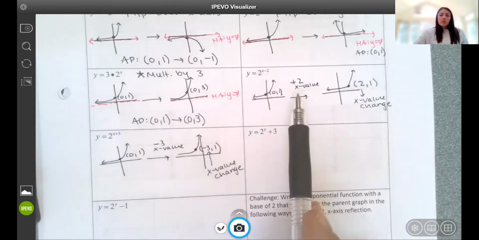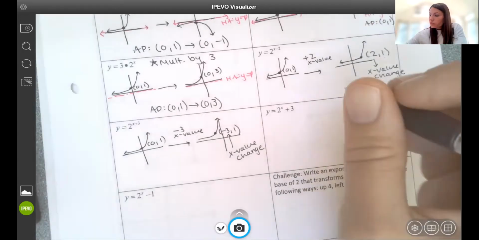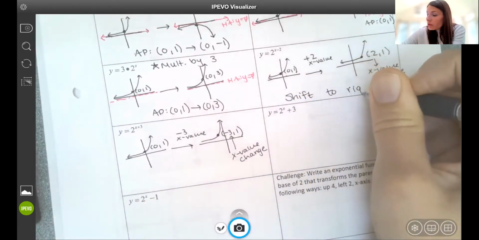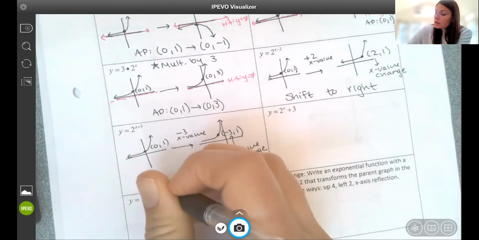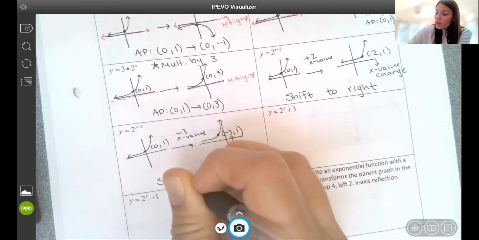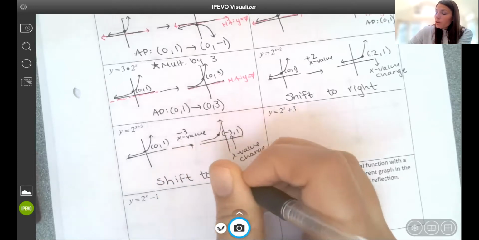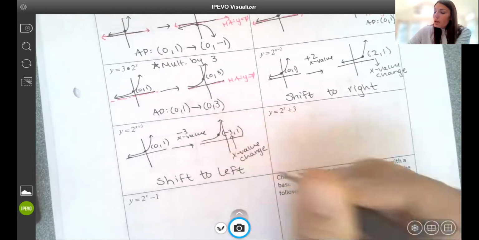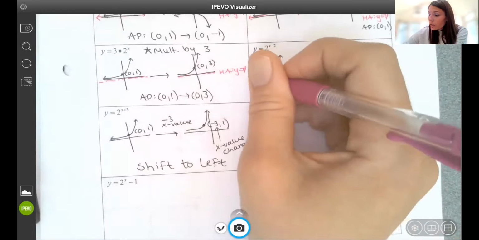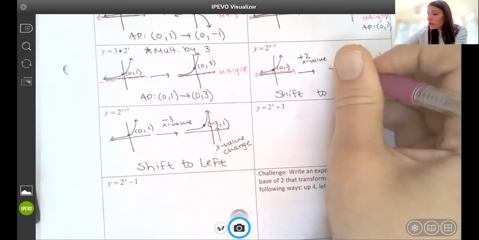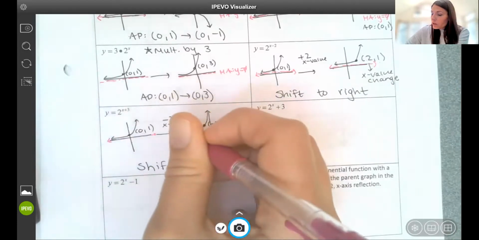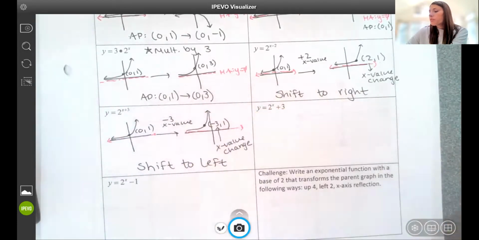Subtracting a value from my exponent shifts it to the right. Shift to the right, and adding 3 or adding any number to my exponent will shift my function to the left. Now, did the horizontal asymptote change at all for this? No, it's still approaching 0. Okay, no change to that horizontal asymptote. See here, no change, no change.